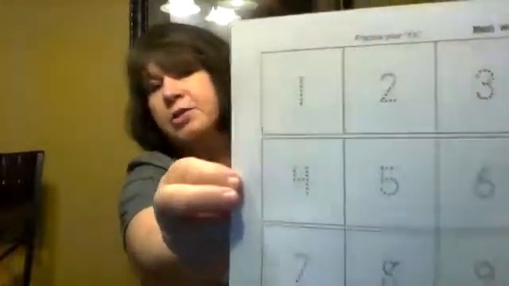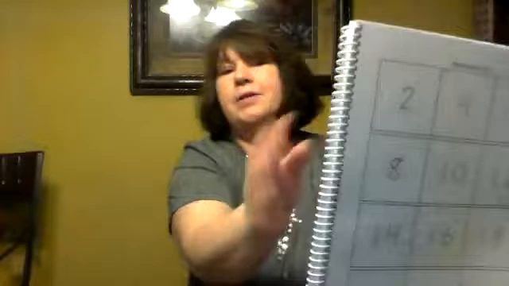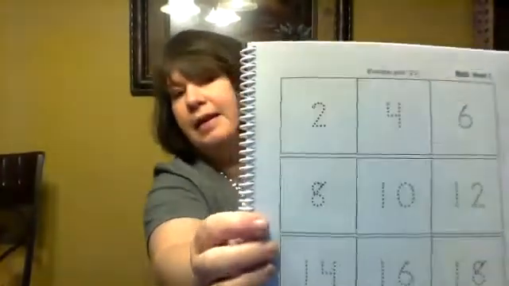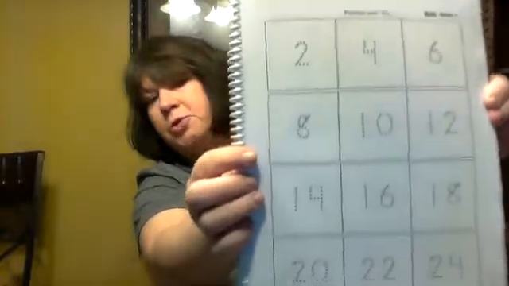Then we go on to math. There's 2 pages of math in week 1. Your child is going to trace these numbers. And then here's the second page, and it's counting by 2s. Trace 2 through 24. That's math for week 1.